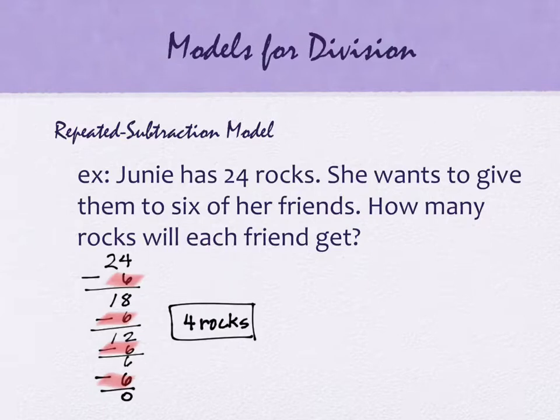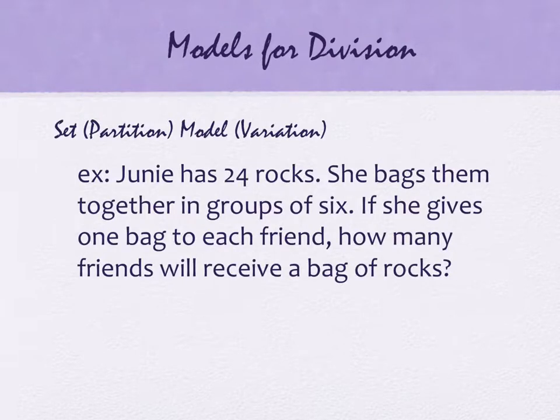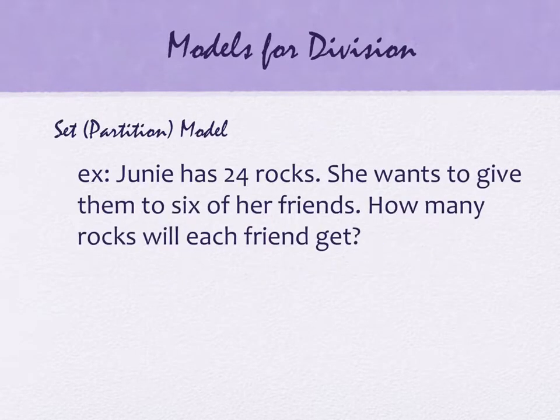The next model is actually only written in one way in your book, but I bring it up as the alternate way for it because it comes up in proportional and statistical reasoning, and it's really nice for you to have seen it here once before it shows up again there. So there are 2 models that I'm calling the set model. One is a set partition model, and the other one says set partition variation. And what this actually has to do with is how we're doing the division problem. And it's really the structure of the language that's different in the problems. So take a look at this. Junie has 24 rocks. She wants to give them to 6 of her friends.